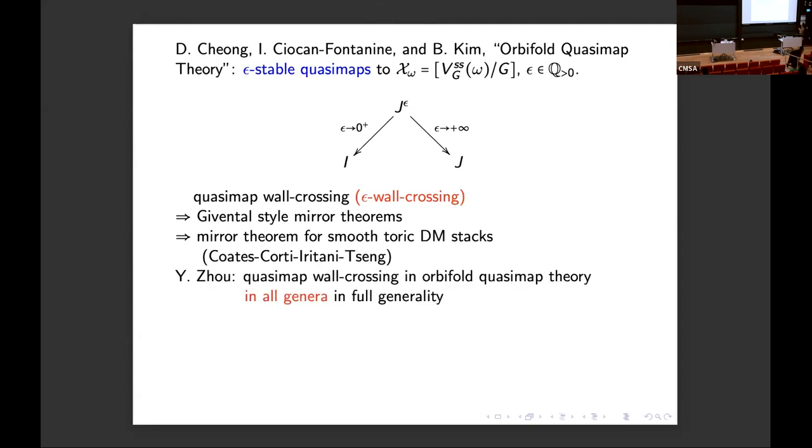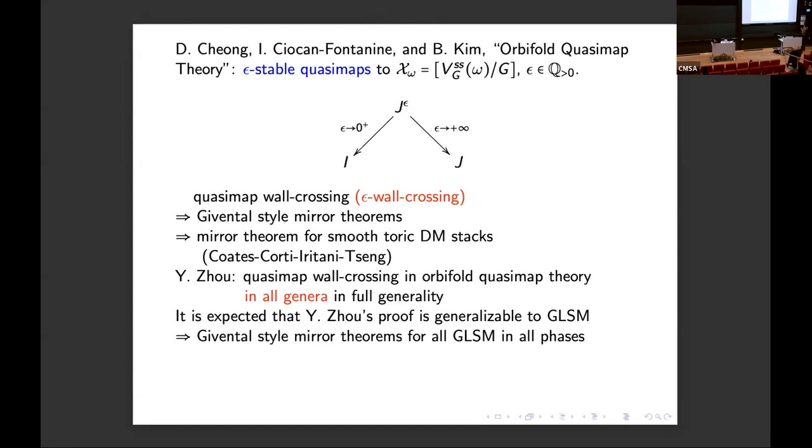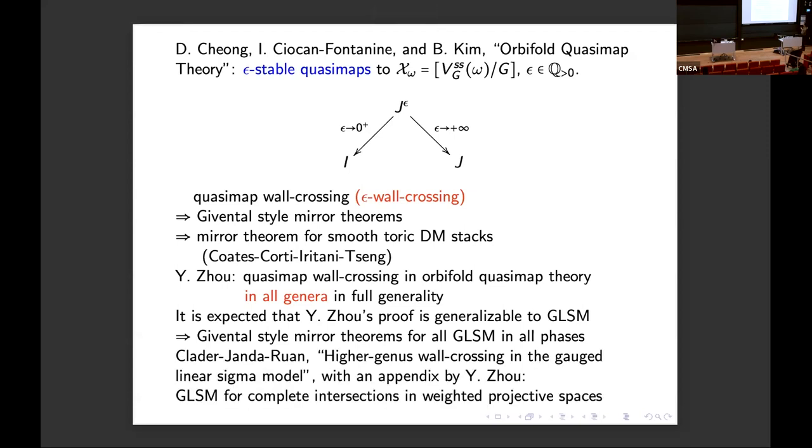So Yang Zhou actually proved this quasi map wall crossing in the orbifold quasi map theory in all genera in full generality. And also it is expected he can also do this for the GLSM invariants in full generality, in the generality that it has been defined. And this will imply Givental-type mirror theorems for all GLSMs in all phases. In particular, for the gauged linear sigma model coming from complete intersections in weighted projective spaces. The higher genus epsilon wall crossing has been proved by Clader, Janda, Ruan, with an appendix by Yang Zhou.